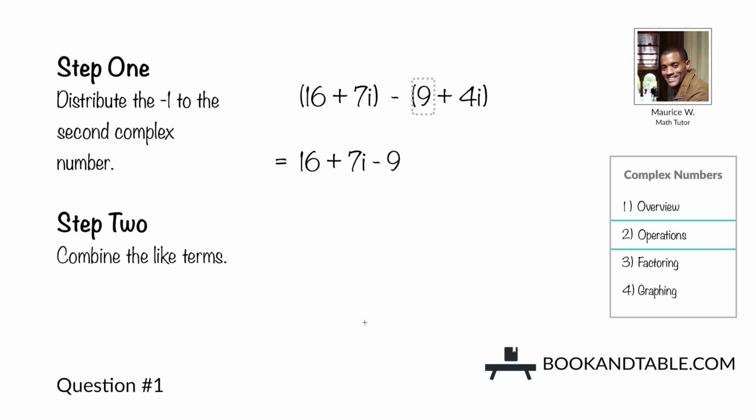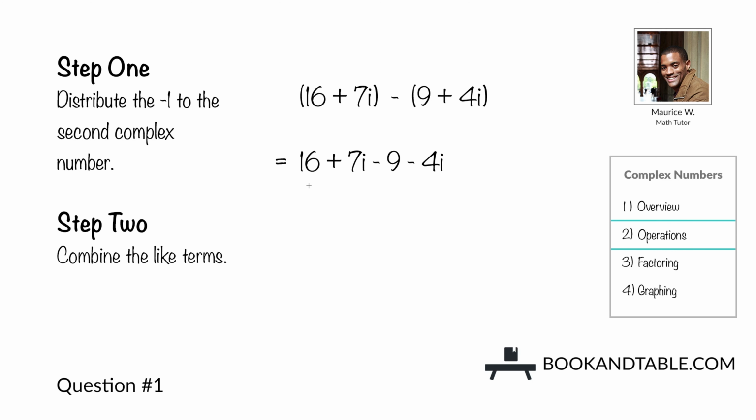Question number 1, step 1. Distribute the -1 to the second complex number, 9 plus 4i. -1 times 9 gives us -9. -1 times 4i gives us -4i. So we wind up with 16 plus 7i minus 9 minus 4i.